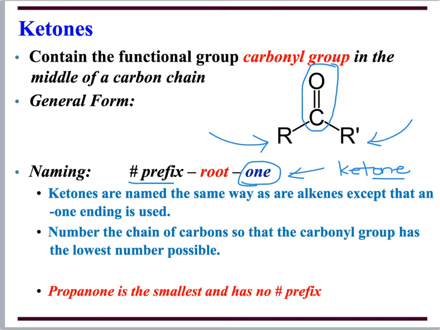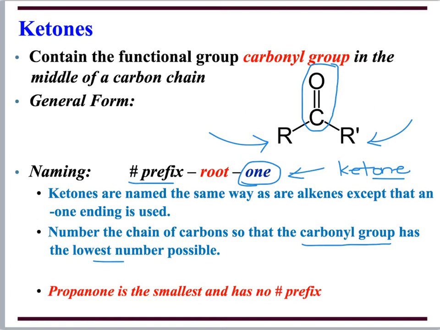Again, we're using the same roots that we've been using for the names for a good month now. So we're naming them the same as we did for alkanes and alkenes, only the name is going to end in -one. We're going to number the chain so that the carbonyl group has the lowest number, so start numbering closest to that C=O. And just down at the bottom here, it's important to note that in propanone you cannot put that C=O on any other carbon other than the middle one.